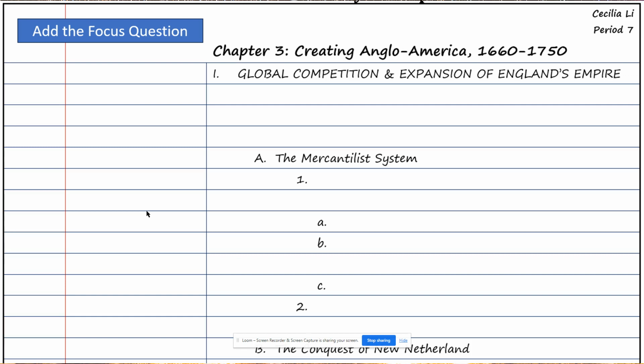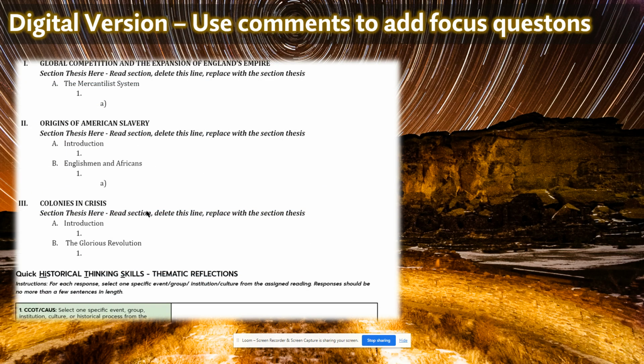So we've got the first major subheading, which is the mercantilist system, and then from there we've got a set of outline notes. So if you want to use the digital version, it should look something like this. There's a place for you to place in your section thesis later on. And then from there, you've got the major headings and subheadings and so forth. So please do take a look at that.